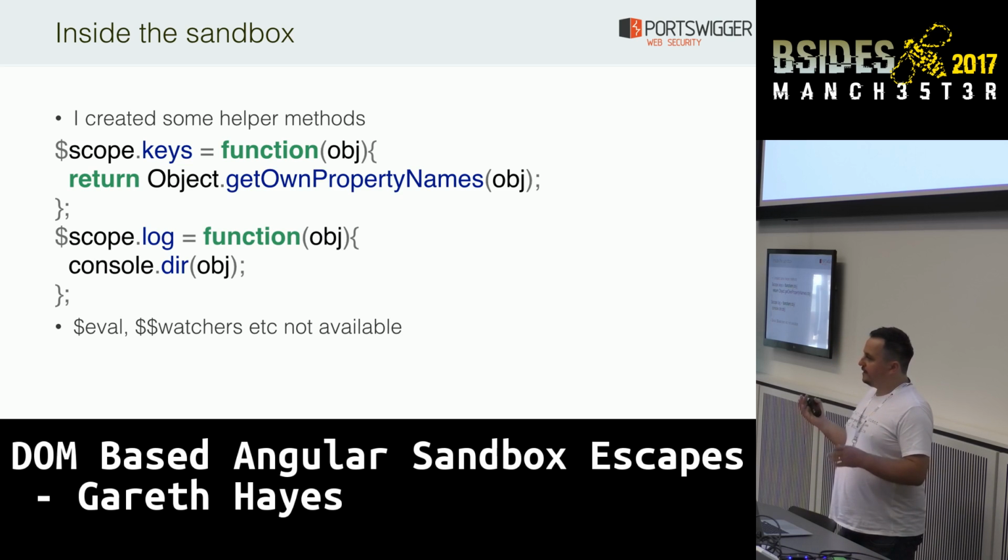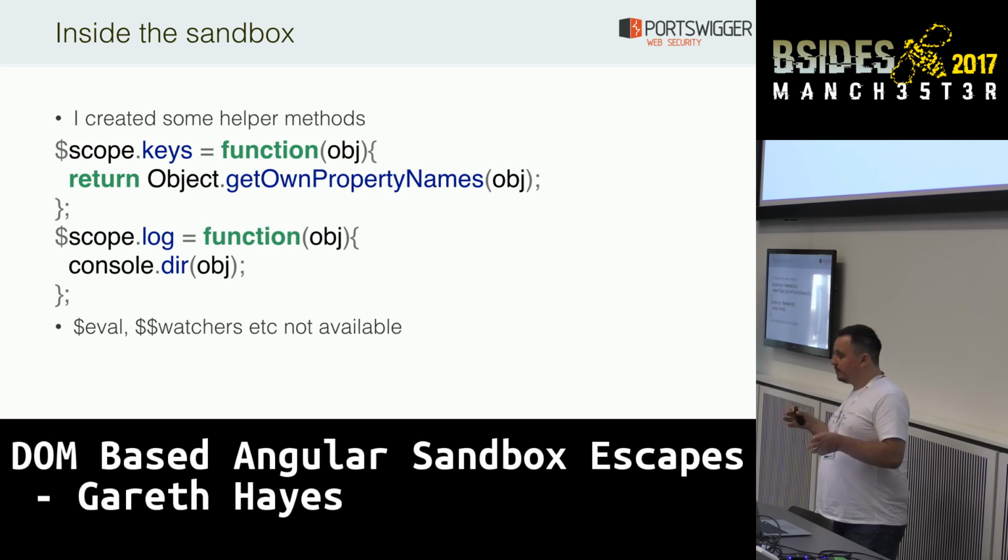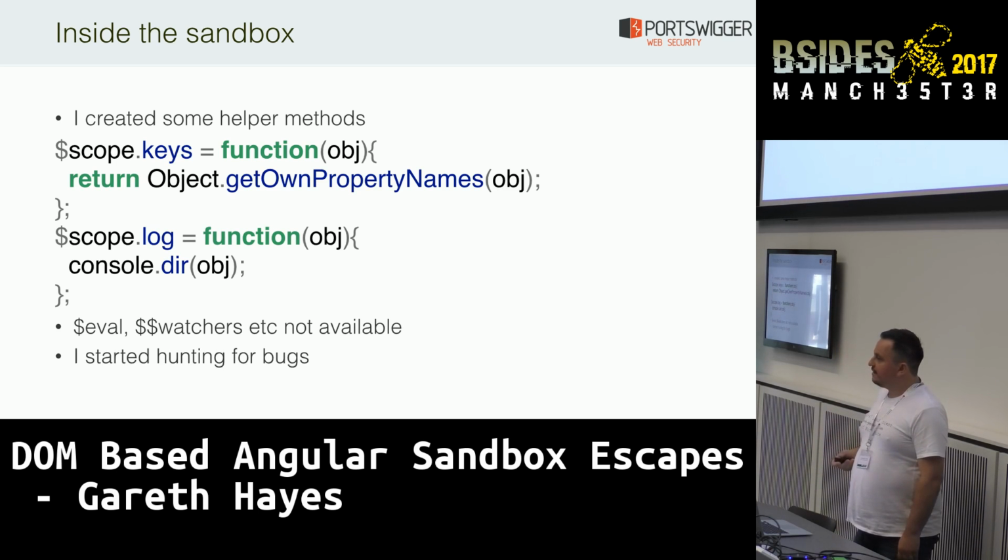You might have remembered the array of objects on the left-hand side that was being passed to the orderBy filter. And what happens is the sandbox code is executed in the scope of the element of the array. So you're no longer in the developer's scope object. You're in the element of the array. So if you wanted these helper methods to work, for example, then you'd simply modify the array element and they would work. But this would explain why eval wasn't working. So I started hunting for bugs.